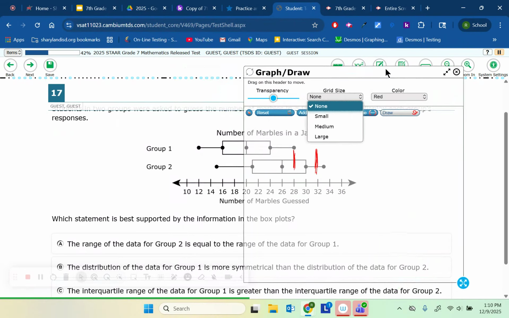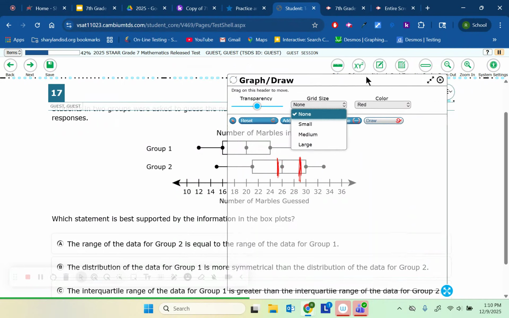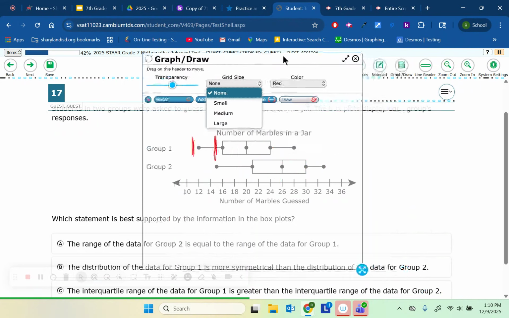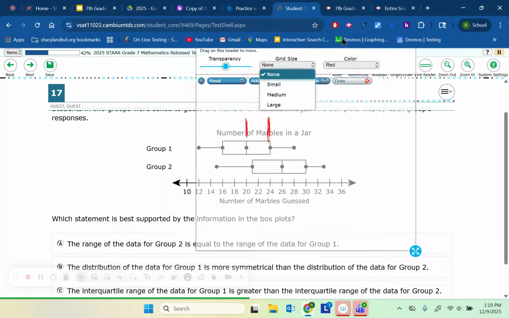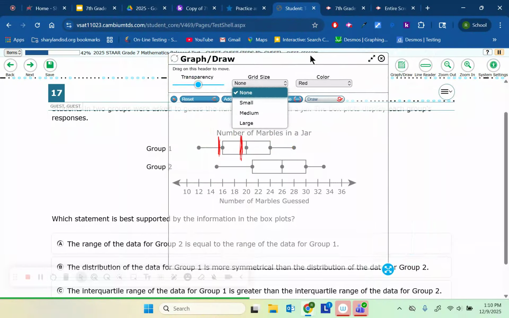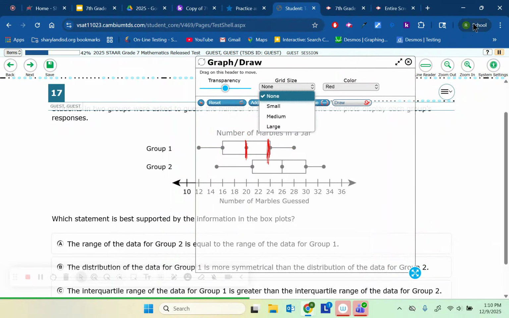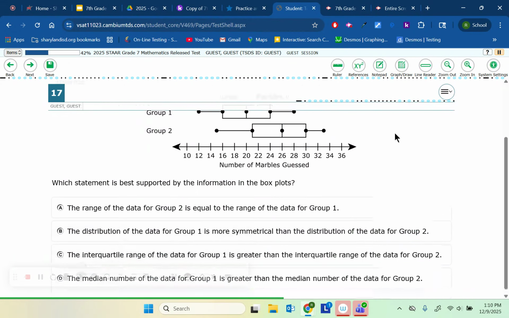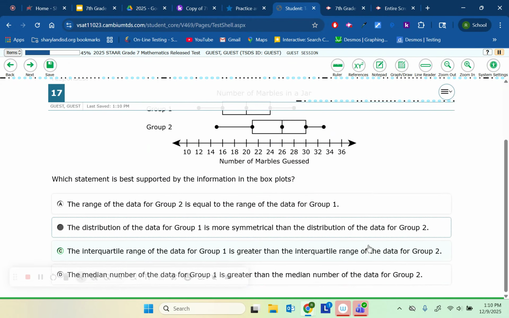Not so much here, right? These are a little off, like this one is smaller than this side. But this one looks pretty evenly distributed. Like this length is that length, and that length is that length. And so that symmetry is happening real nice. Notice I'm using the tools from the state test. That's my answer. It just makes more sense.